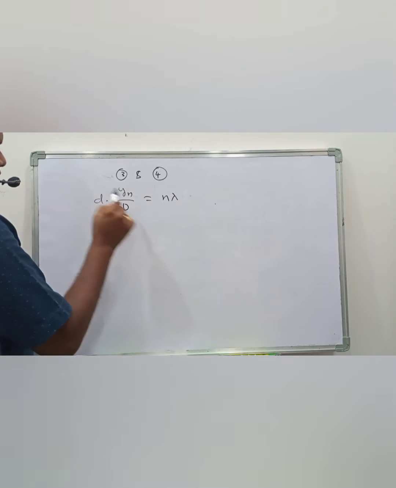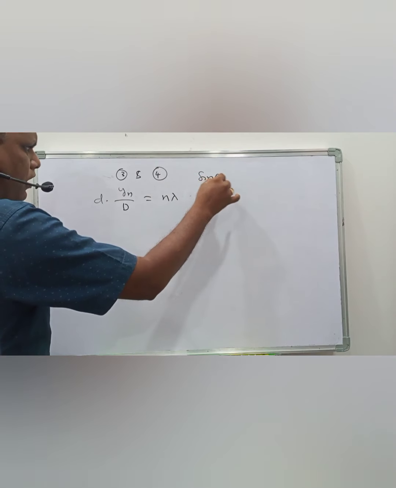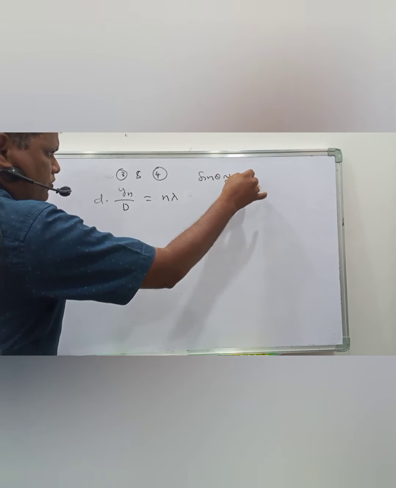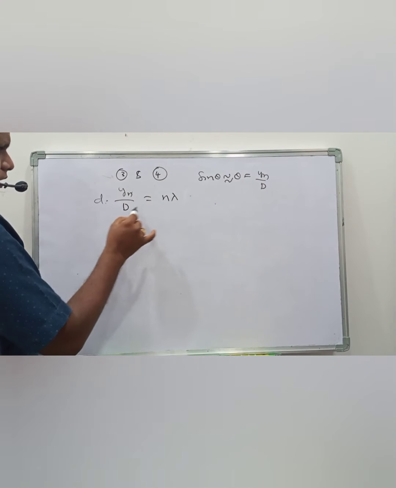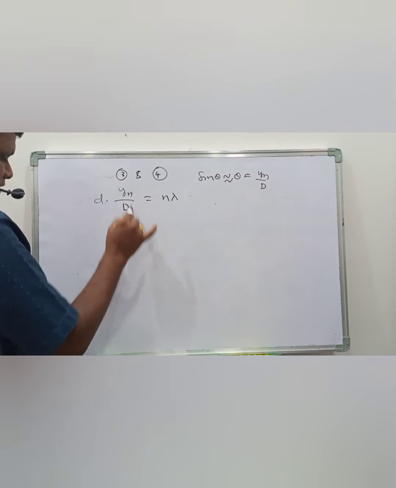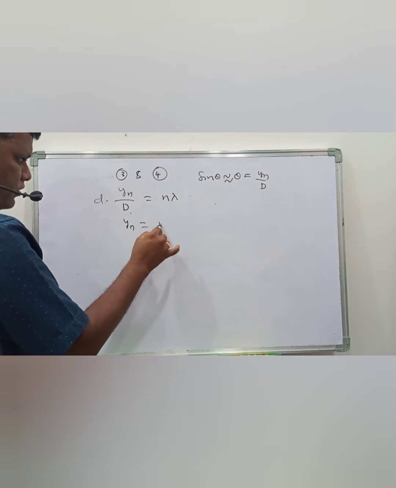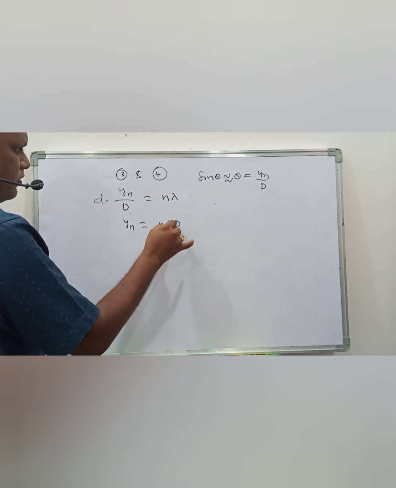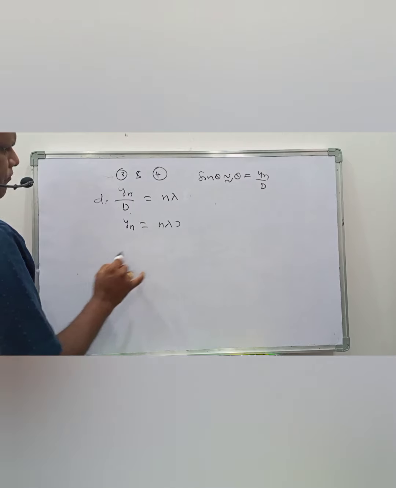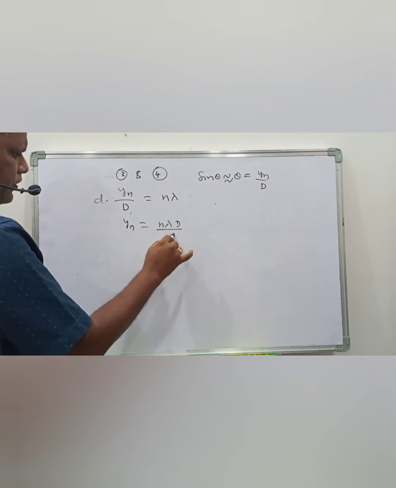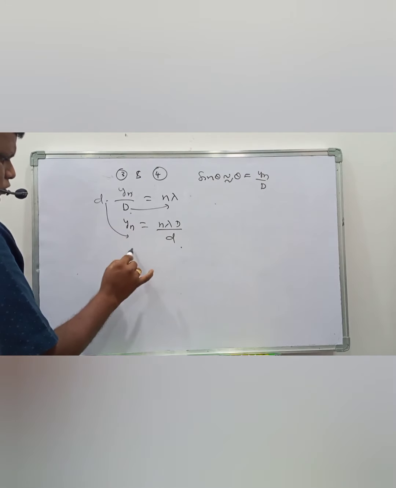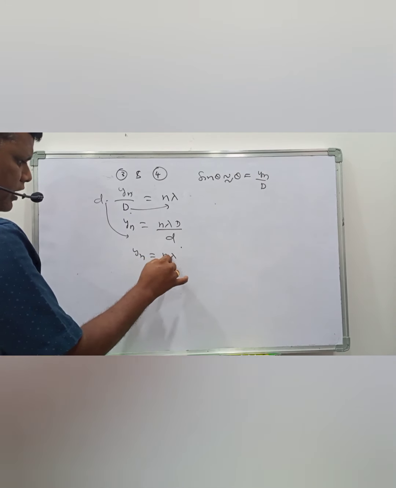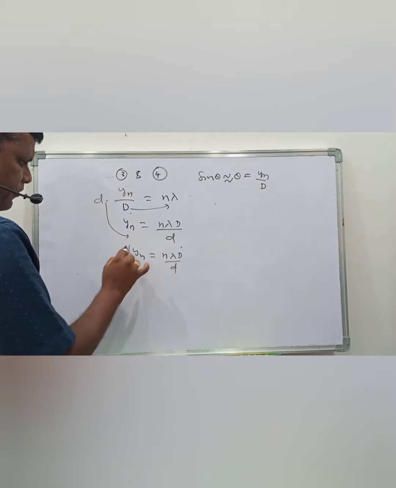Sine theta is equal to theta, that is equal to yn by D. So d into yn by D. Now cross multiply this, then coming to the denominator, you will get yn is equal to n lambda D by d. So therefore yn is equal to n lambda D by d.